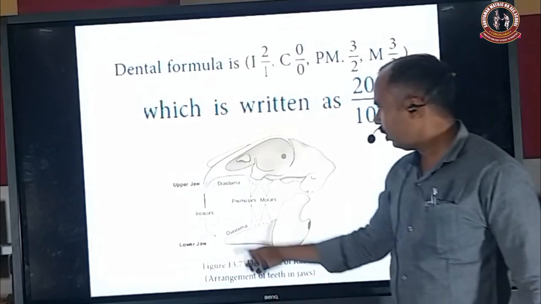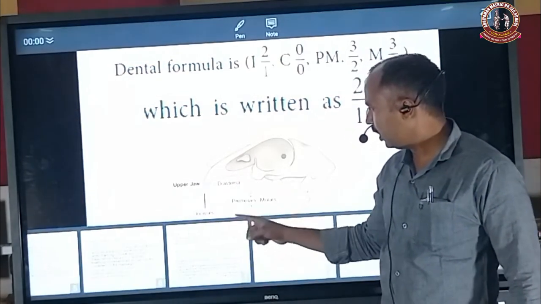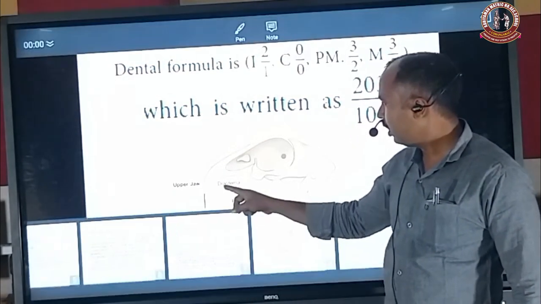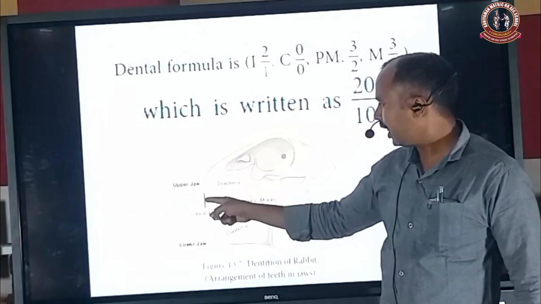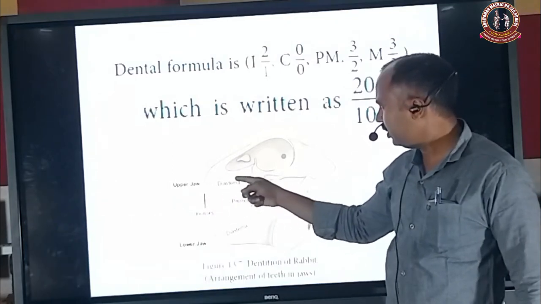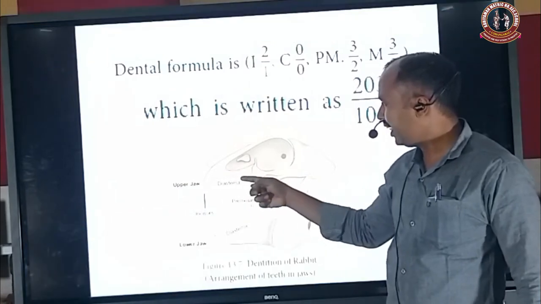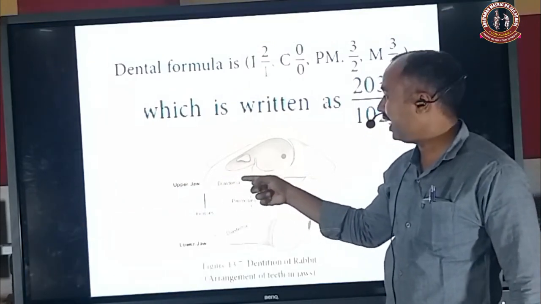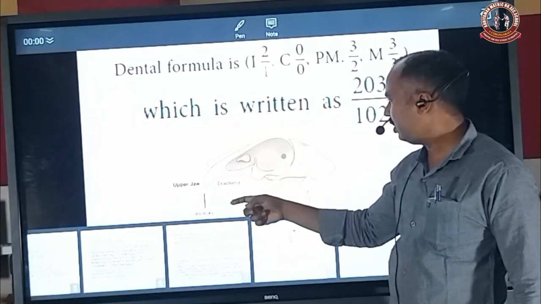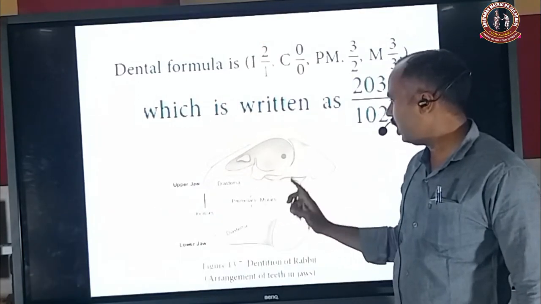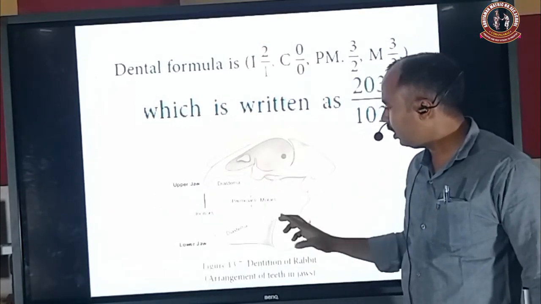Look here. This is the upper jaw and this is the lower jaw. The upper jaw first contains the incisors and the diastema region. Look clearly, there is an absence of teeth in this region, which is called the diastema. After that come the premolars and the molars, in both the upper jaw and the lower jaw.